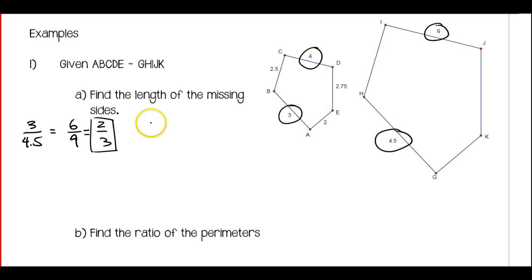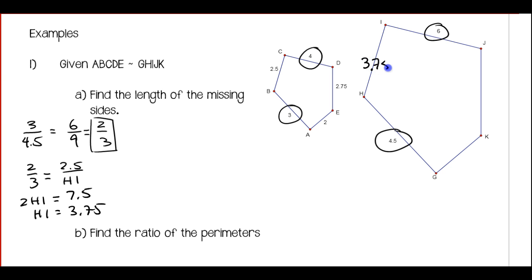So I know that 2 to 3 is going to be, so let's find IH first. So the corresponding side on the smaller polygon is 2.5 over segment HI, and then we can go ahead and solve that. So we're going to cross multiply. So I have 2HI is equal to 5, and HI is equal to 2.5. Let's see what I do. That should be times 3. So that should be 7.5. So that's 3.75. So this side here is 3.75.